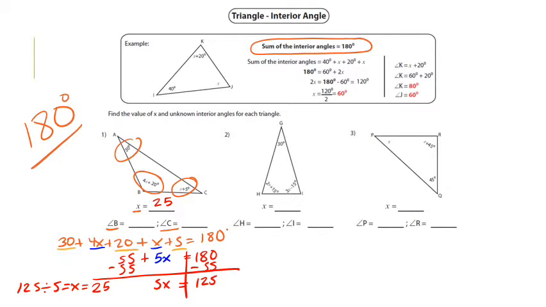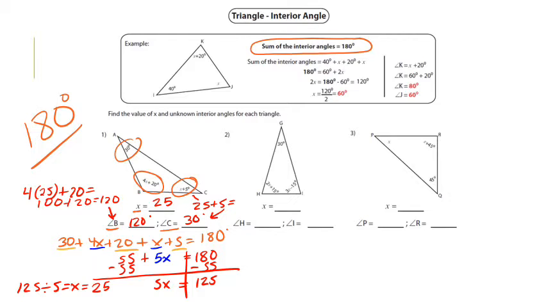Now we actually have to find the angles as well. So angle B, for example, is 4x plus 20. So 4 times 25 plus 20, so that's 100 plus 20, which is 120. So angle B here is 120 degrees. Angle C is x plus 5. So I'm going to take x, 25, and add 5 to get 30 degrees here.